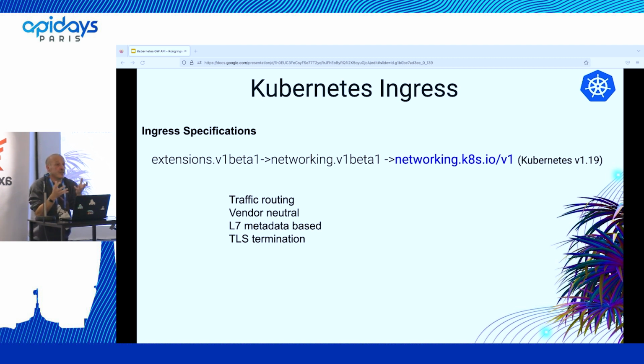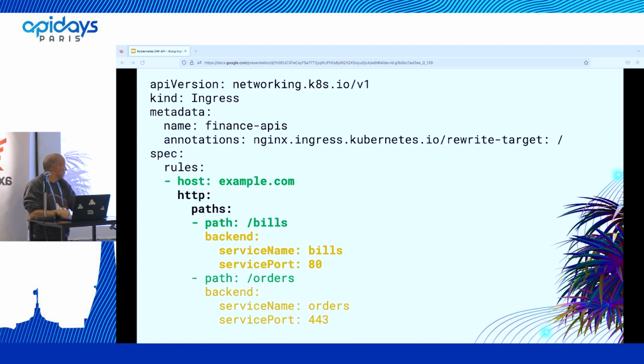And one thing is, since it's provided in Kubernetes, it's vendor neutral. At least the Ingress specification itself, the first one. It looks like this, and basically it's quite simple to read. Create an ingress. This is a kind named finance APIs, and the rules are quite simple. If I receive a request coming from the host example.com and the path is /build, then I send it to the service build on the port 80. If I receive the same request coming from example.com but /orders, I will send it to another service called orders on the service port 443.